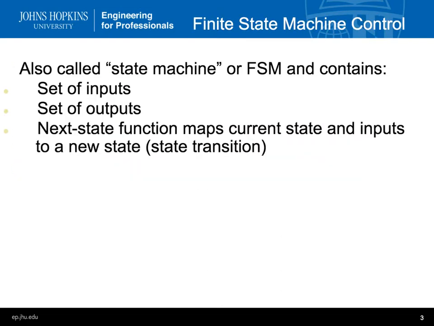So a finite state machine contains inputs, so the inputs are going to be the instruction, outputs, which is going to be the result of the instruction or carrying out the instruction, and a map, a way of going through different states to carry out the instruction, where each state is going to be a cycle.